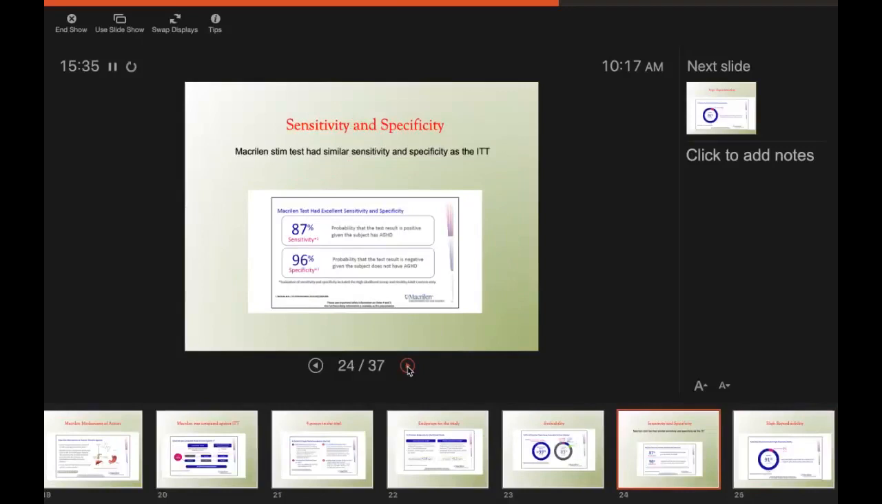So this talks about sensitivity and specificity. Sensitivity is the result is positive that the person has growth hormone deficiency compared to the ITT, the gold standard. 87% had the growth hormone deficiency on the Macrilen test that was confirmed on the insulin tolerance test. And then specificity means the test is negative and the patient does not have growth hormone deficiency. So 96% is positive. You want a test with high sensitivity and specificity, and this test gave very good sensitivity and specificity.